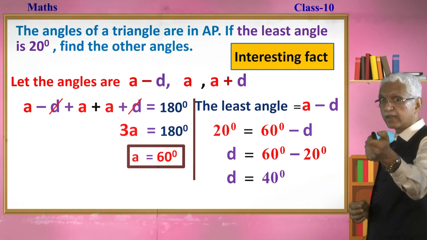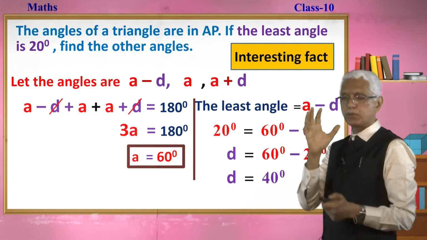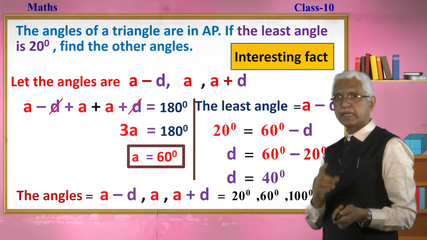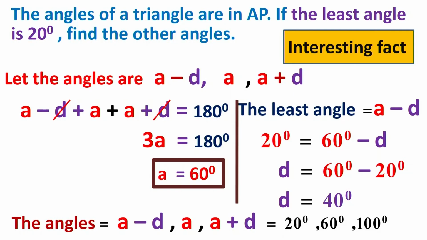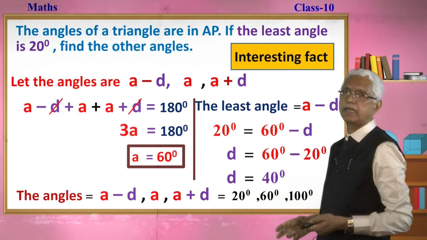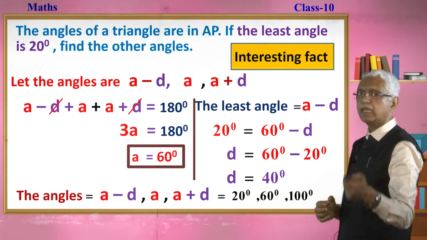Remember, the three angles are a minus d, a, a plus d. Please use that now. Okay. So, the three angles are a minus d, a, a plus d. What is a? 60. What is d? 40. A minus d means 60 minus 40, 20. What is the second angle? A. A is how much? 60. What is the third angle? A plus d. What is a? 60. D is 40. 60 plus 40 is 100. Therefore, the three angles are 20, 60, 100.